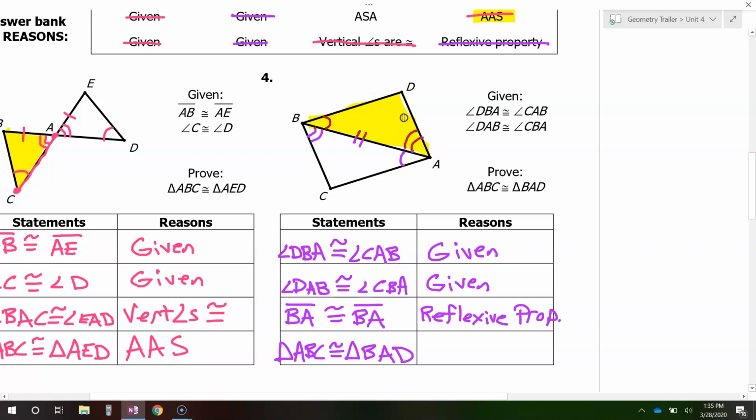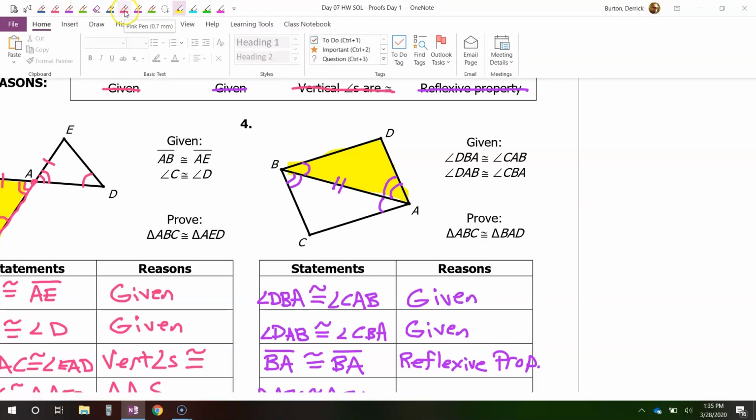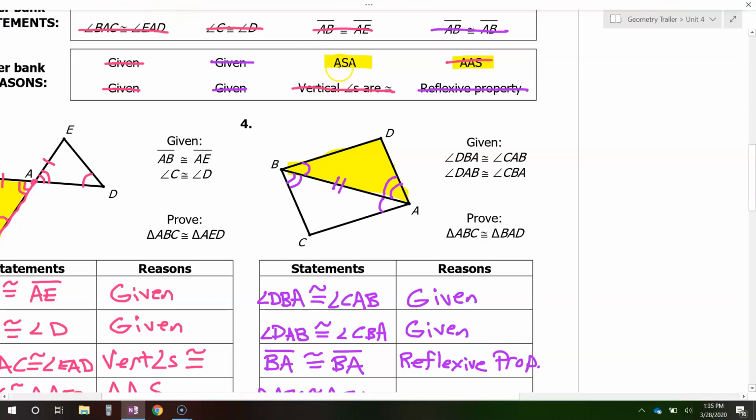Okay, so looking at the yellow triangle, what information do we have? We have two angles and a side. So that would be either angle, angle, side, or angle, side, angle. It's going to be one of these two. As we discussed a minute ago, it'll only be angle, side, angle if the side is between the two angles. See the S between the two A's? The side has to be between the two angles.